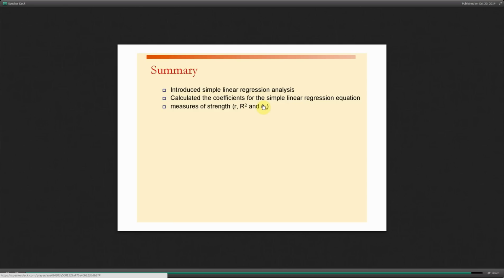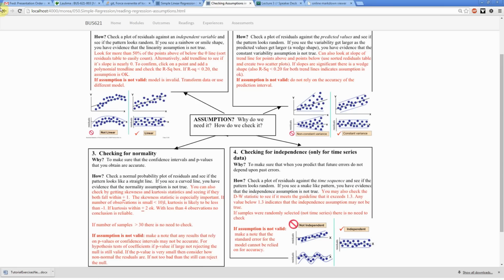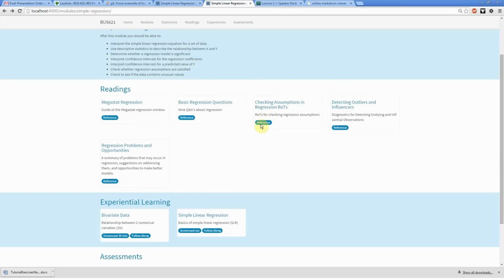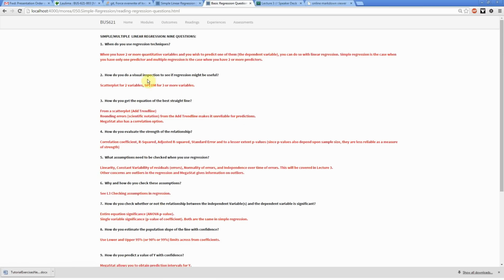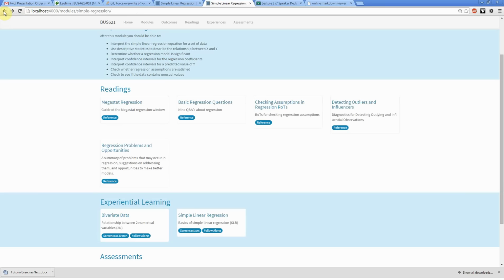So don't forget that there's a variety of other resources for you to look at. Let's just take a quick look at that. Other than checking assumptions in regression, there's how to use Megastat for regression analysis. There's a basic questions and answers. When you are doing a regression, you might want to know, when do you use regression? How do you get the best straight line? Those things are answered in these nine questions and answers. So you probably want to take a look at that.